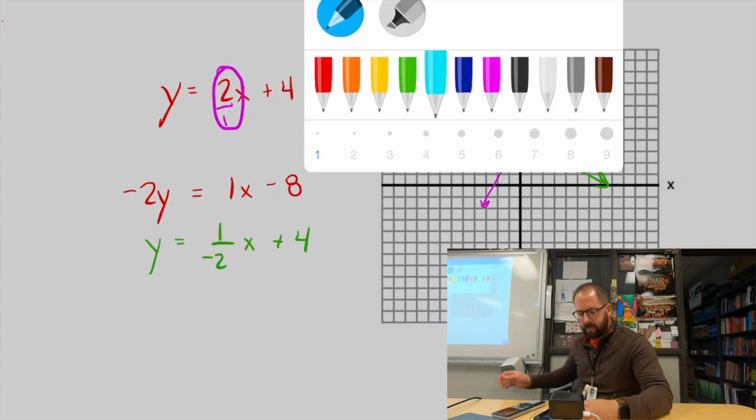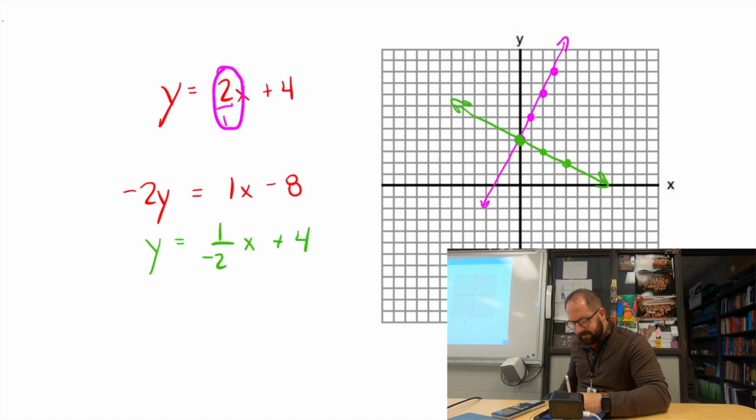Say it again? 0, 4. Yeah, it's 0 right and left, up 4. Remember, the x number goes first, the y number goes second. So right and left 0, up and down 4. That's where they cross. Because again, remember, the goal is where do they meet? That's the whole point of this assignment that we're doing, right?